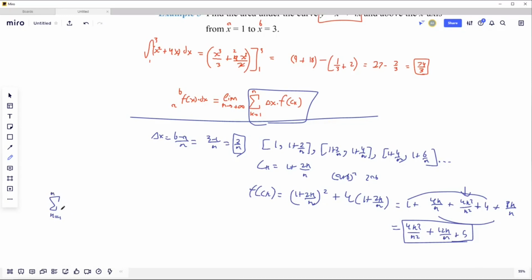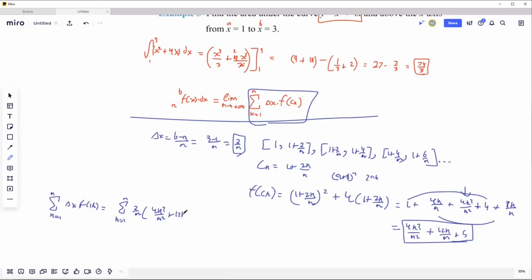I'm just immediately going with summation k equals 1 to n, delta x, f of ck. Immediately I'm just saying this value. I'm segmenting the equation. This value is, and then I can continue with the other one. So this is, to save time, I'm going to try doing this quickly. Summation from k equals 1 till n, and then delta x is 2 over n, into this, which is 4k squared over n squared, plus 12k.